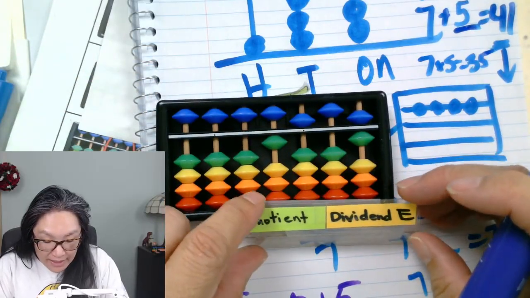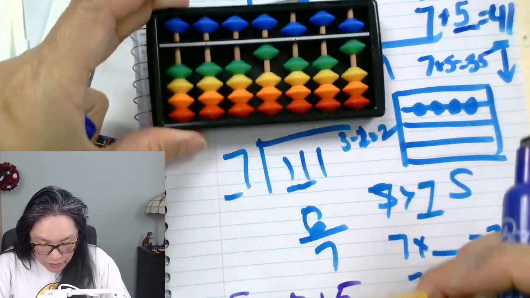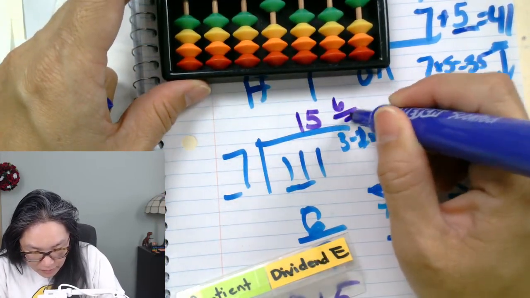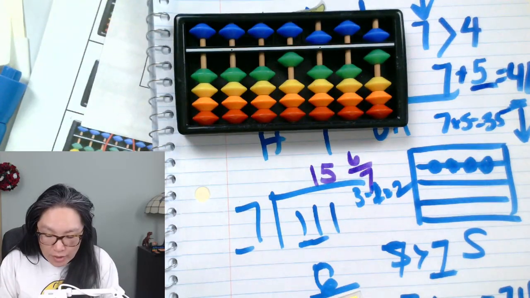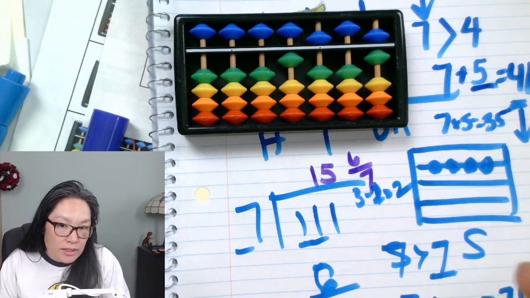So then my remainder, so my answer is 15 with a remainder. So it's 15 with a remainder of 6 over 7. Because it will be a forever remainder. There will always be a remainder because it doesn't zero out.